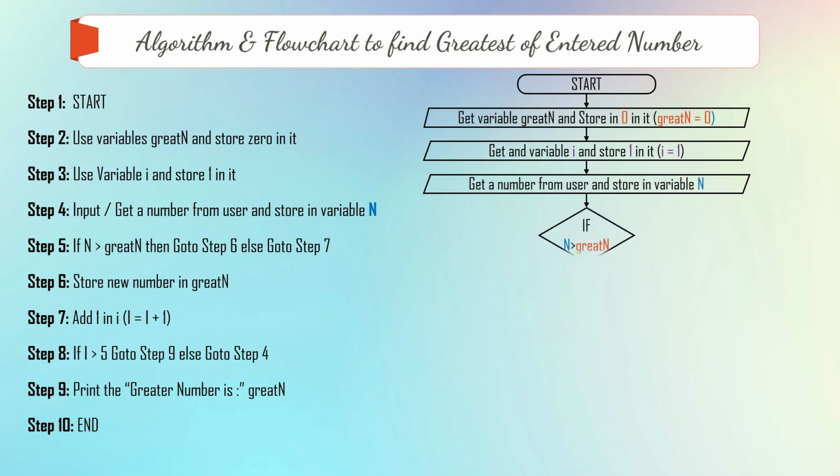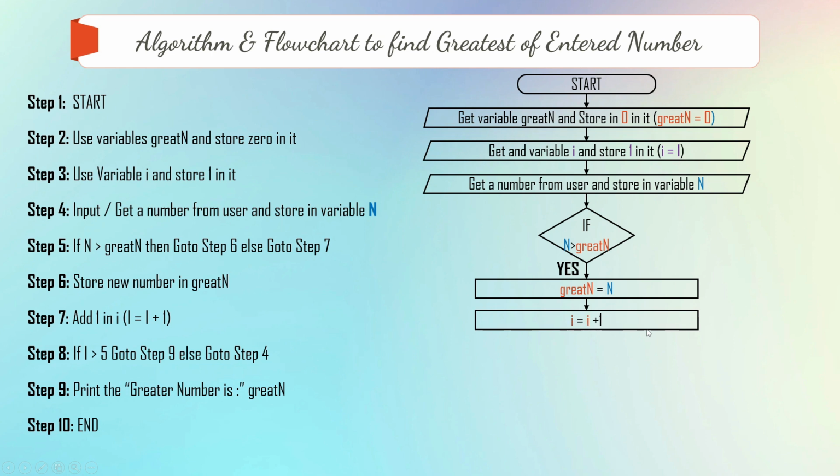In the next step we will check whether this new number entered is greater than greatN. In the first iteration, what will happen? Suppose the user enters 10. The greatN has the number 0. Is 10 greater than 0? Yes, obviously 10 is greater than 0. So it will go to yes and it will store 10 in greatN. So the new value of greatN will be 10 after this iteration. Whatever number the user enters, it will go in greatN.